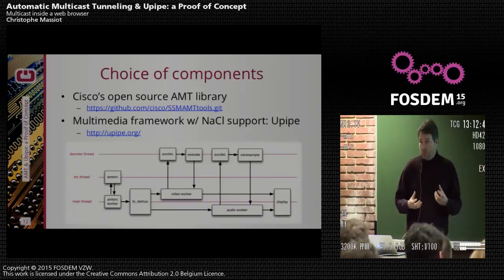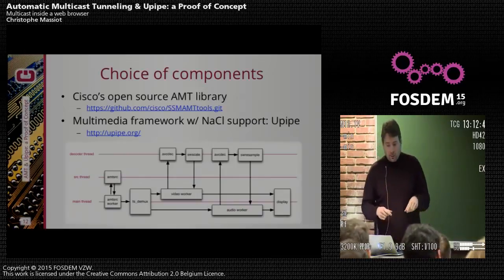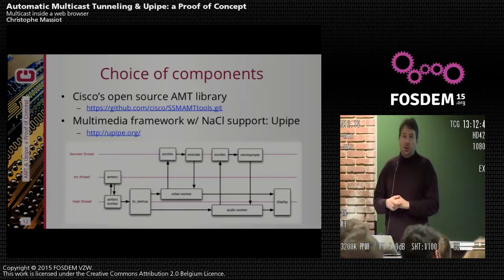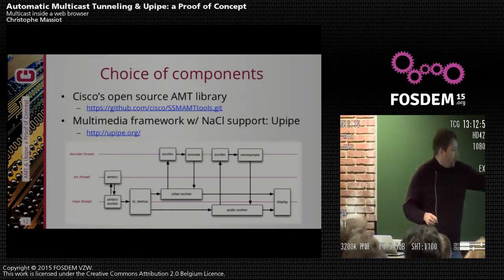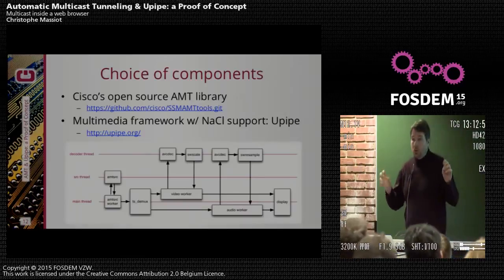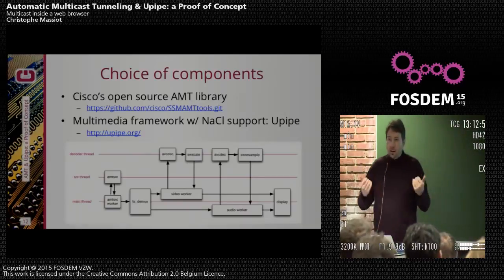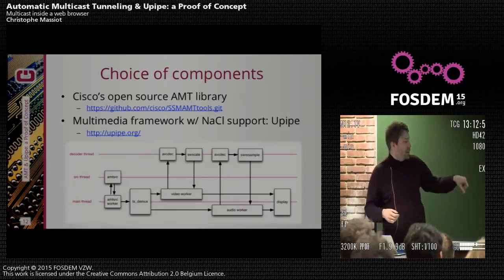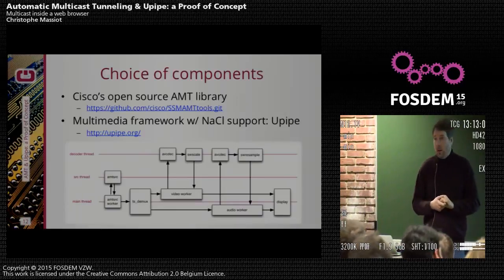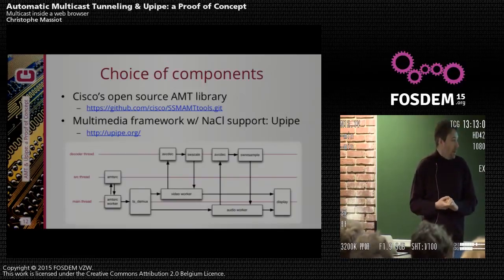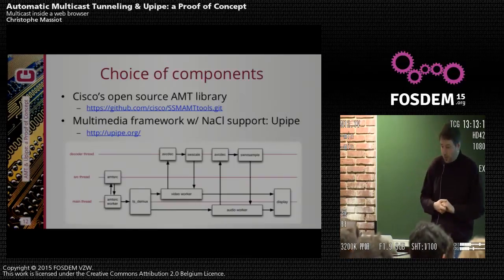Upipe is a multimedia framework that is lower level than VLC and GStreamer, and it allows you to connect pipes next to each other. Here you have one pipe that is the AMT source that does the job of getting the packets, a TS demux, decoders, and scaler and resamplers from FFmpeg. And we already have a display module for Native Client in Upipe, so that was used as well.